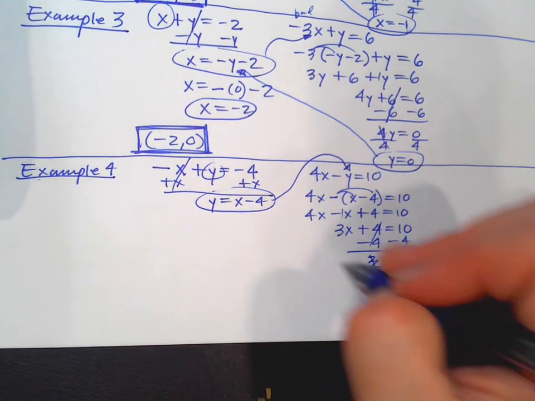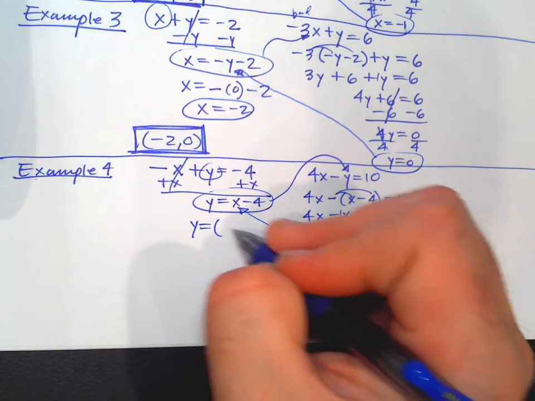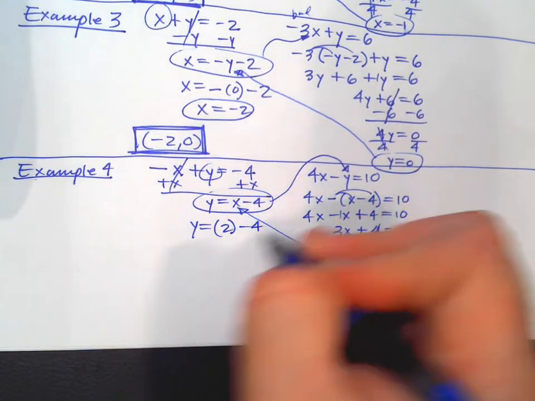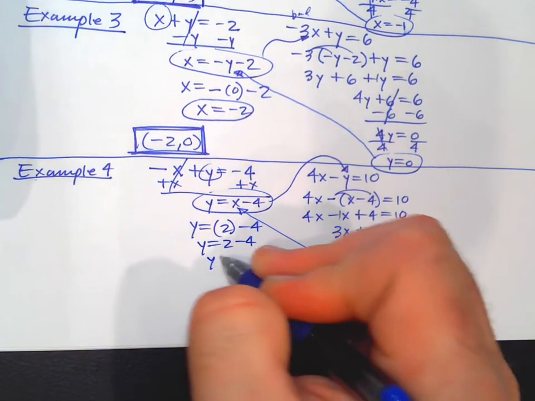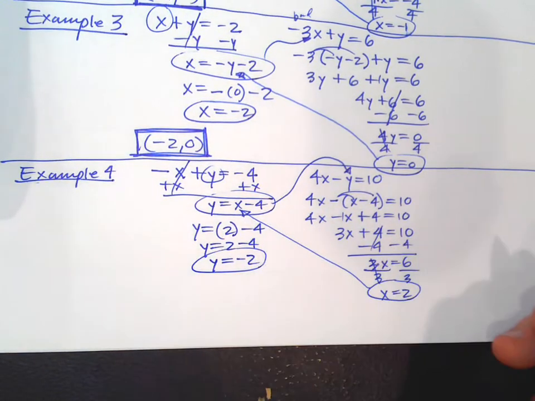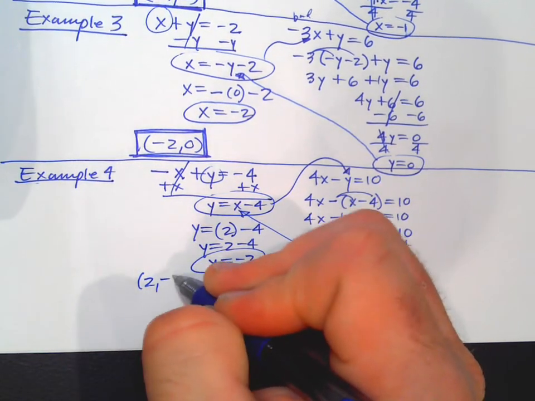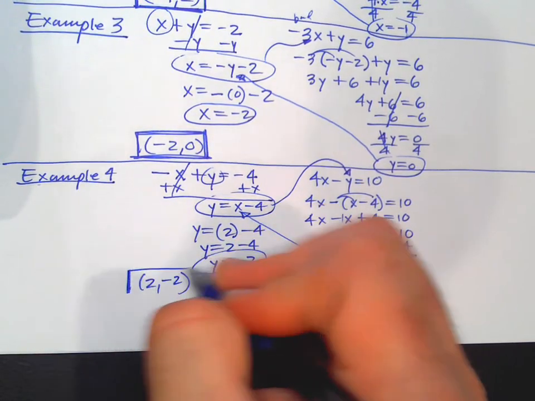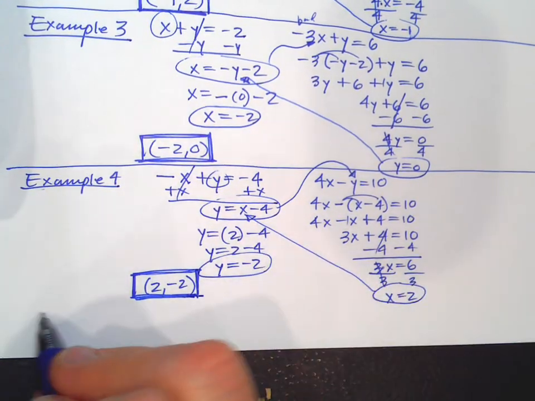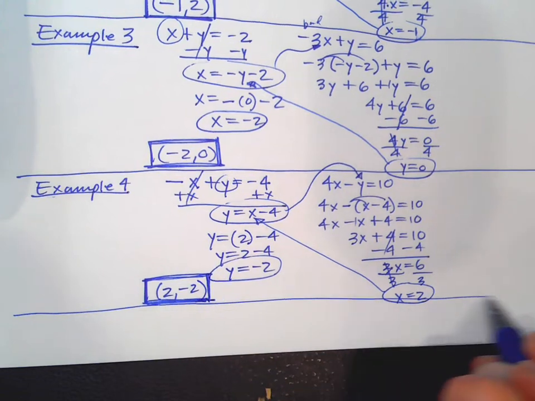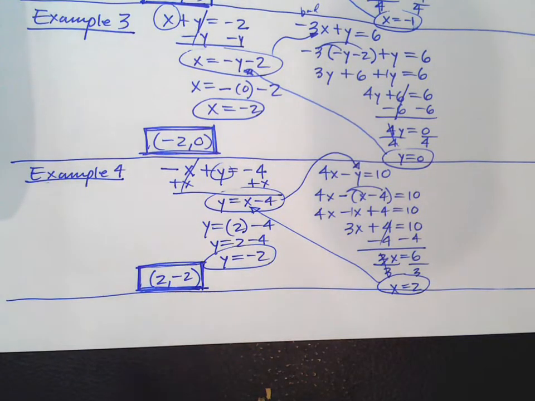Now I'm going to plug that back in up here. So y equals parentheses 2 minus 4. Those parentheses really aren't doing anything. You could rewrite it without them if you want. Y equals -2. That's the other half of your answer. Now is an ordered pair. X first, y second, in parentheses. You could check these if you want by plugging back into the original equations if you really want to check them. And that's it. So that's what we're doing today.